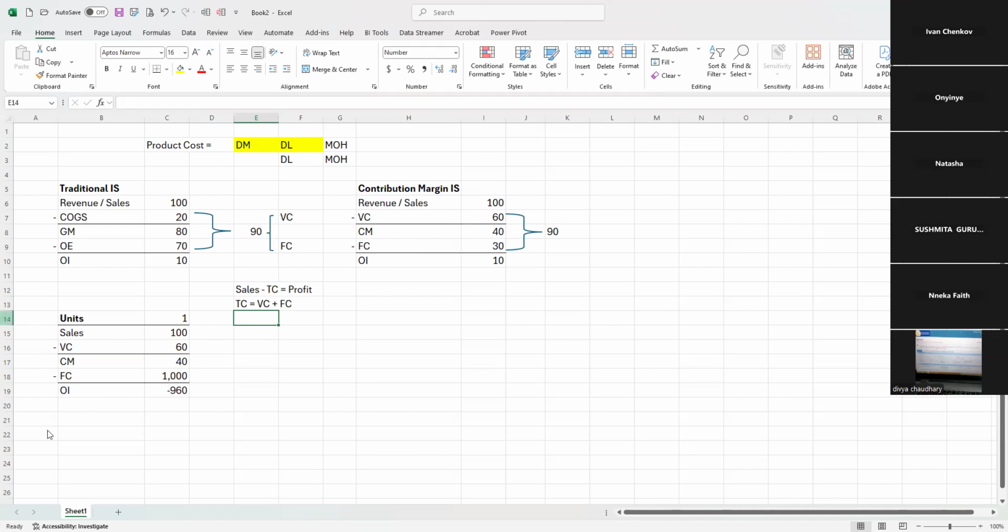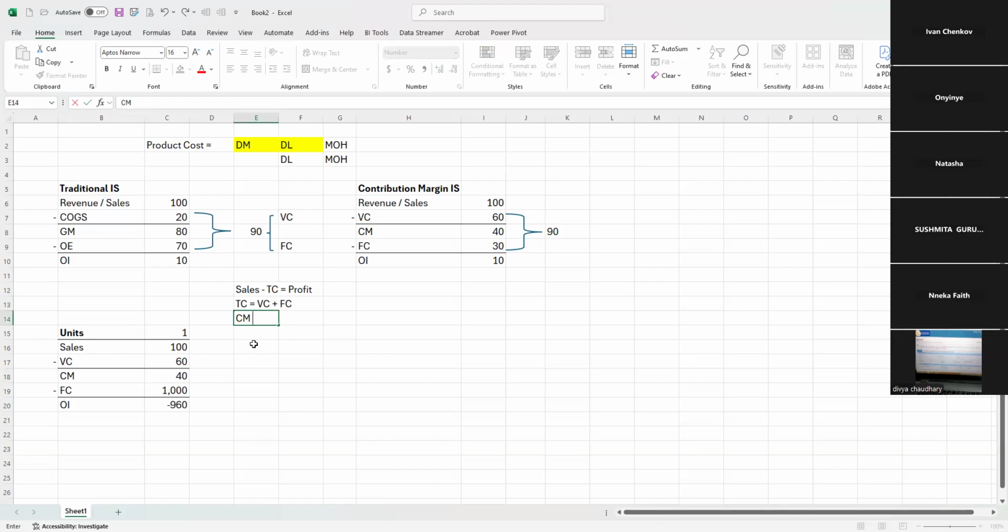What else can we see from here? Once I get, how can I get the contribution margin? Sales minus variable cost. I can see my contribution margin is equal to sales minus the variable cost. Correct? Yes.